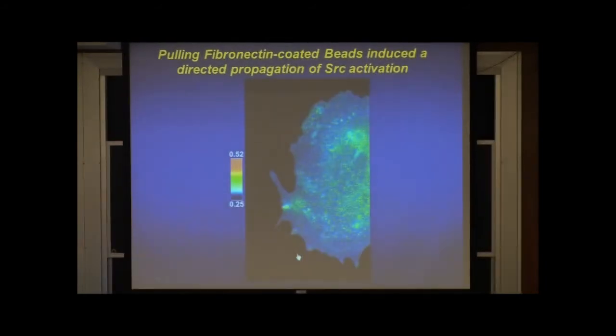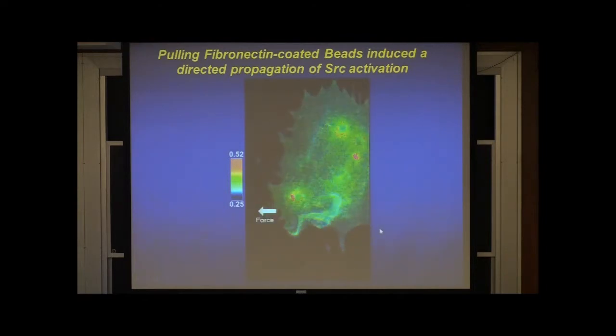Then we apply the laser tracer to the bead and monitor the SRC kinase response. You can clearly see a wave propagating from the pulling site. As you can see, this is the bead's position, and there's local activation already, and this local activation will trigger a global wave propagation of SRC toward the opposite direction of the pulling force.